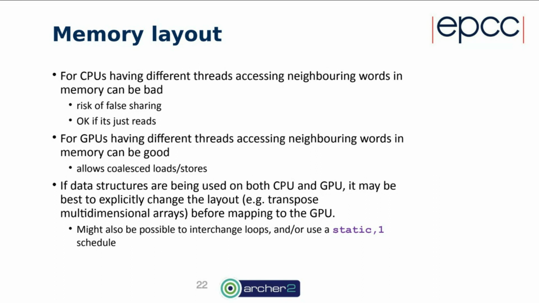So that means if your data structures are being used on both the CPU and the GPU, it might be necessary to explicitly change the layout. For example, you might need to explicitly transpose multi-dimensional arrays before mapping them onto the GPU. You might also get away with other things. You might be able to interchange loops and/or use a static,1 schedule to get the right interleaving behavior on the GPU.